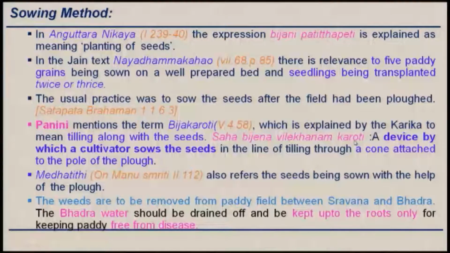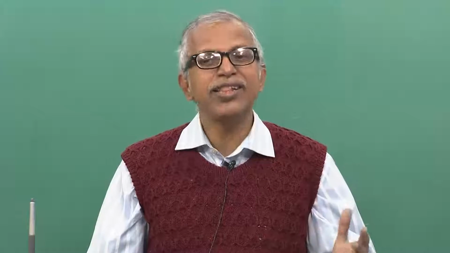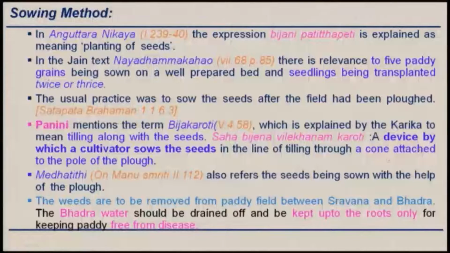See, in Sanskrit, even in our Indian languages, we have samas. Of course, it is in Hindi, but in other languages you will be knowing. It will give you the detailed meaning of a word, but unlike English where you will have to remember things. So, this is basically a device by which a cultivator sows the seeds in the line of tilling through a cone attached to the pole of a plough, like there should be a hole in the cone and then you put the seed in it. It is very nice actually, the cone, once the seed falls down it will automatically go, and you will have to give a little jerk maybe to do that, you have a control over that.